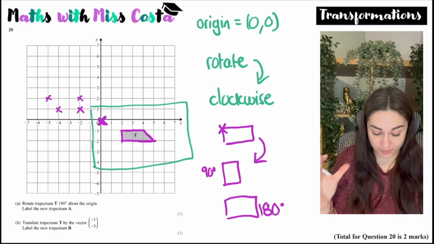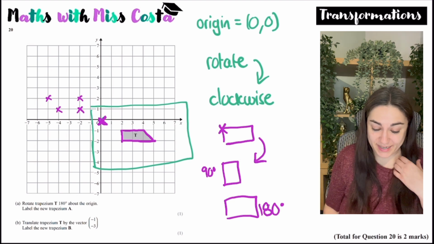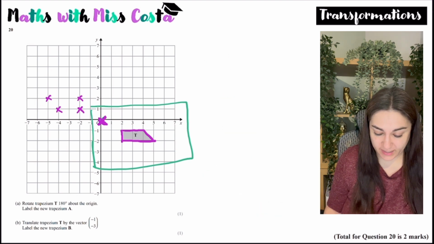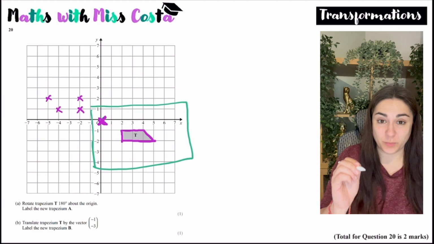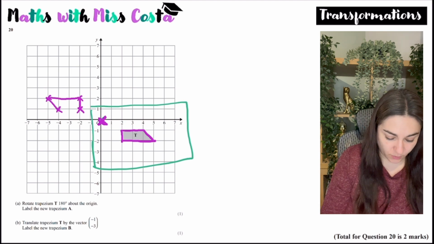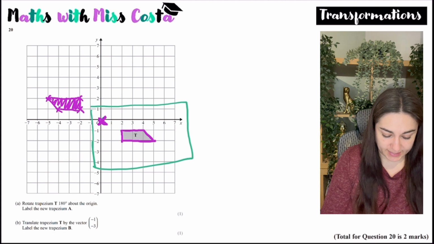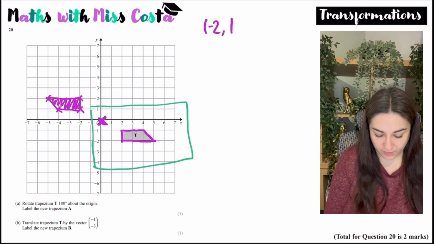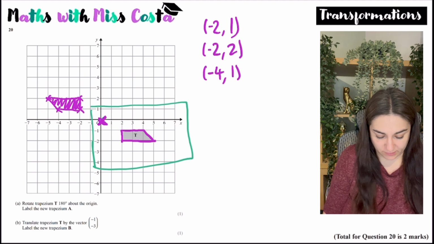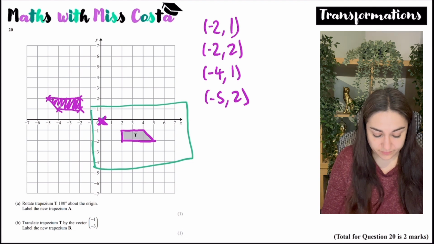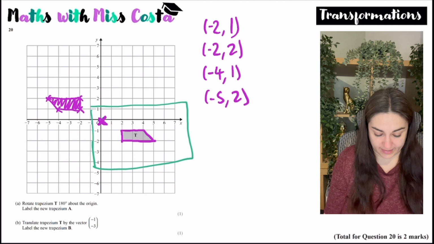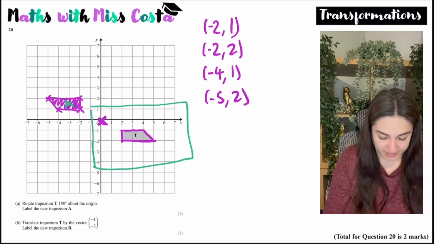So when you've done that with your tracing paper, the safest way is, some people are really good at remembering, but you might want to just note down where the new points take you. So your trapezium on your tracing paper, you should see this outline here and you'd be like, okay, so one of the coordinates is -2, 1. Let me write that down. The next one is -2, 2. Then you've got -4, 1. And then -5, 2. So write down your coordinates and then you can draw your new shape on. So let's label the trapezium A.